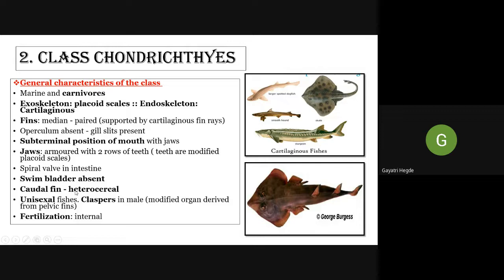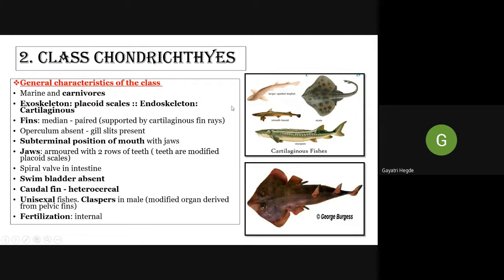Homo means same. And what is hetero? Different. Okay. Can you see it is not the same in size? One is bigger than the other. Okay. One is larger. So this type of tail is called a heterocercal tail. Sorry, fin. So the caudal fin is heterocercal.